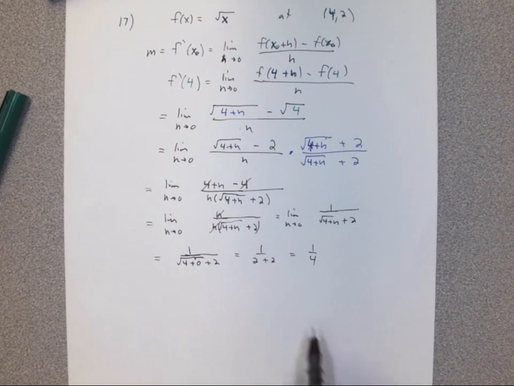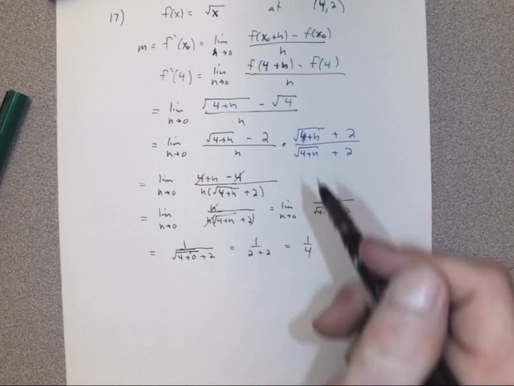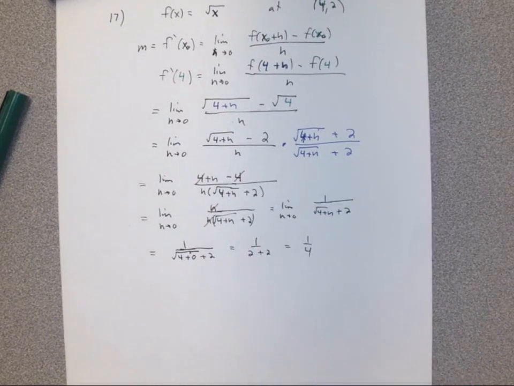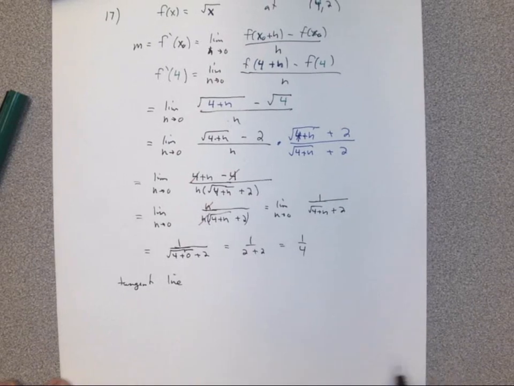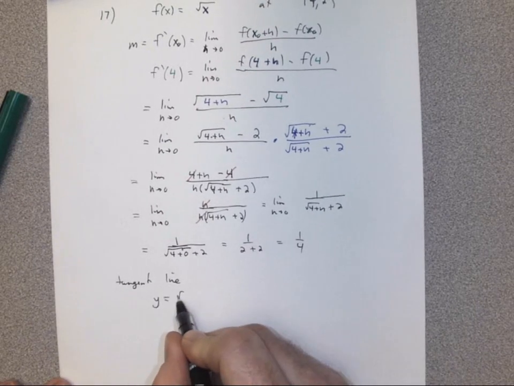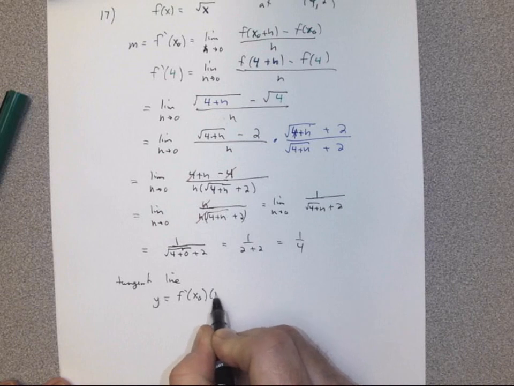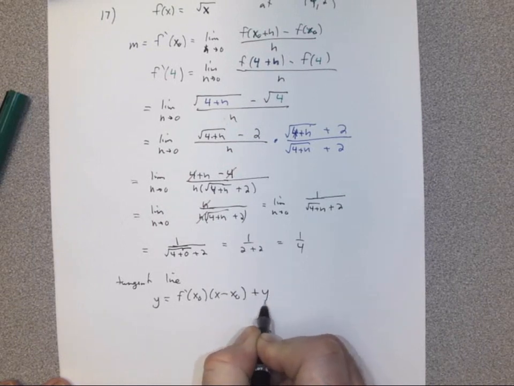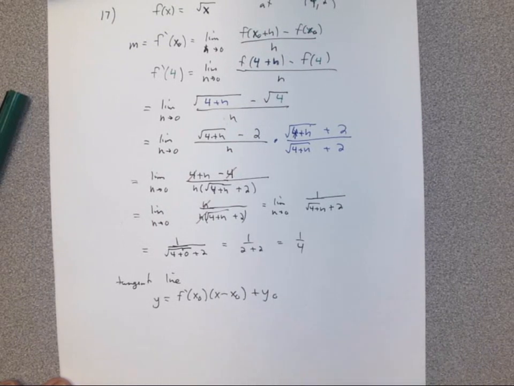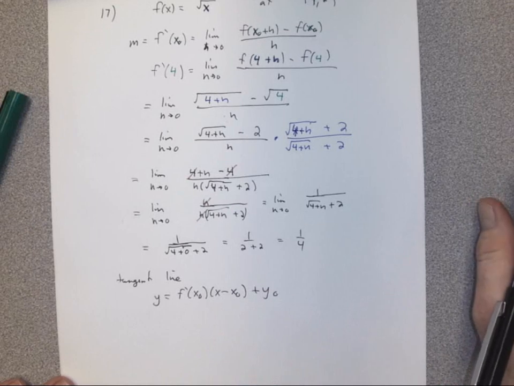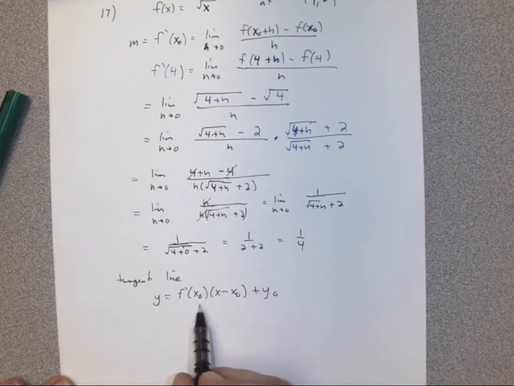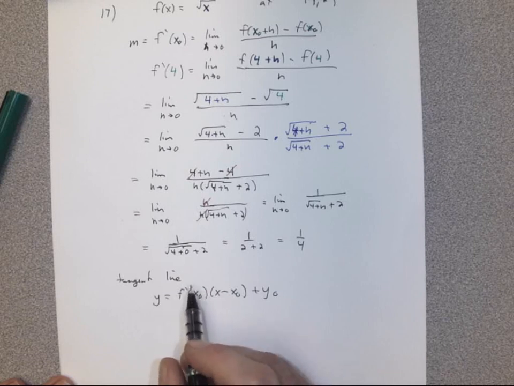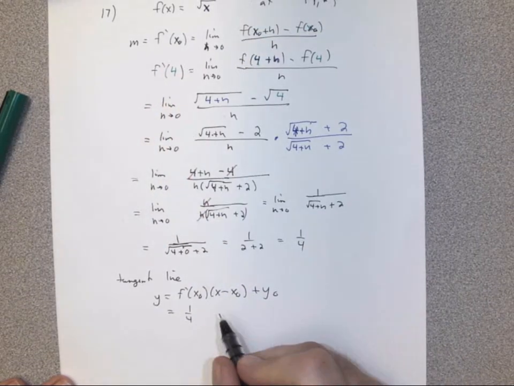All right, so remember that 1/4 represents the slope of the tangent line at that particular point. So what's our tangent line? y equals f prime of x naught times x minus x naught plus y naught, right? m times x minus x naught plus y naught. This right here is just a slope. Don't be afraid of it. What number is this? 1/4. Yeah, it's going to be 1/4 because f prime of x naught, or f prime of 4, was 1/4.